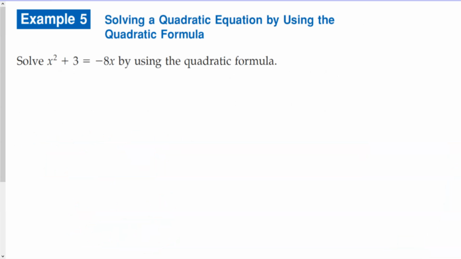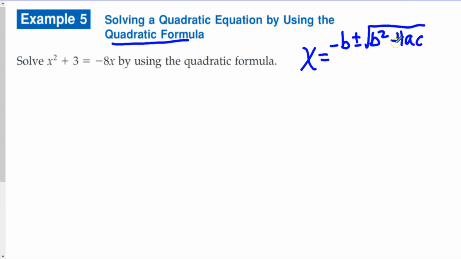Okay, the last method is the quadratic formula. I'm hoping you've seen the quadratic formula before. It is negative b plus or minus the square root of b squared minus 4ac, this part's also known as the discriminant, over 2a. And really it's just a formula. All you have to do is replace a, b, and c in this formula with a, b, and c from the equation. And a, b, and c come from a quadratic equation.